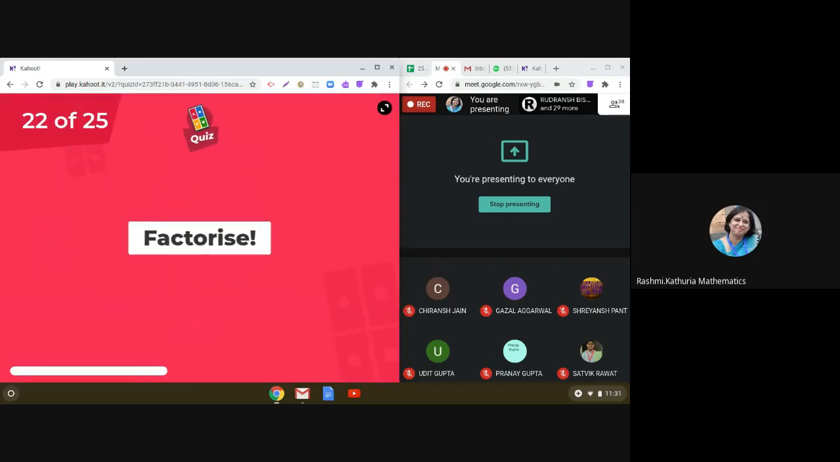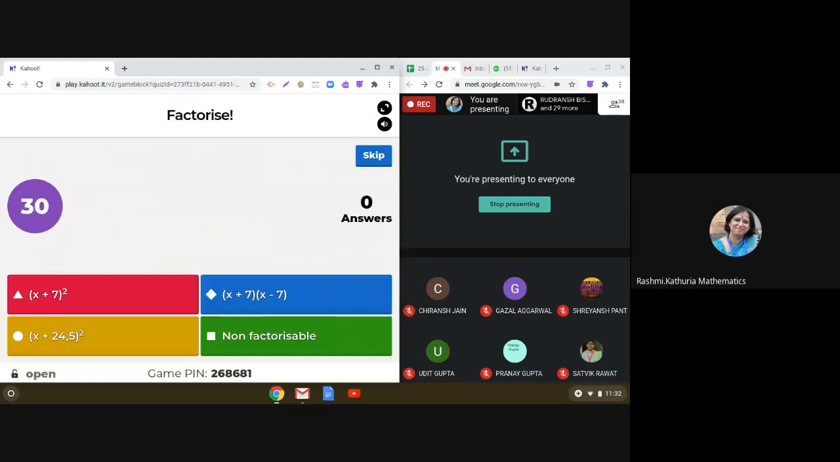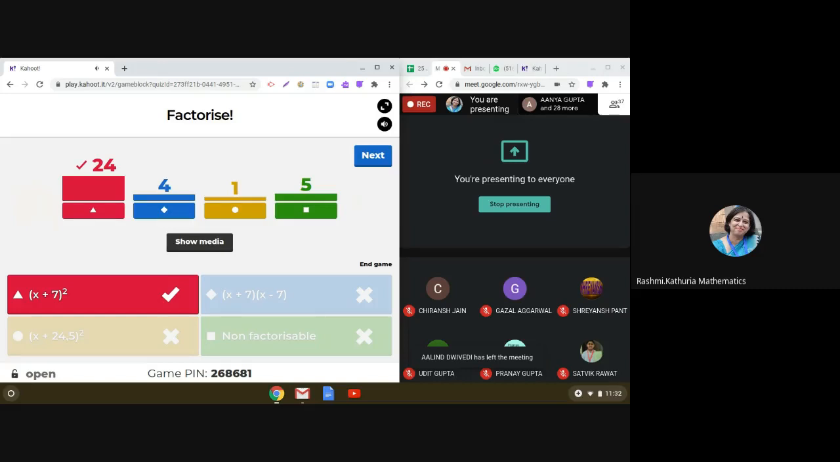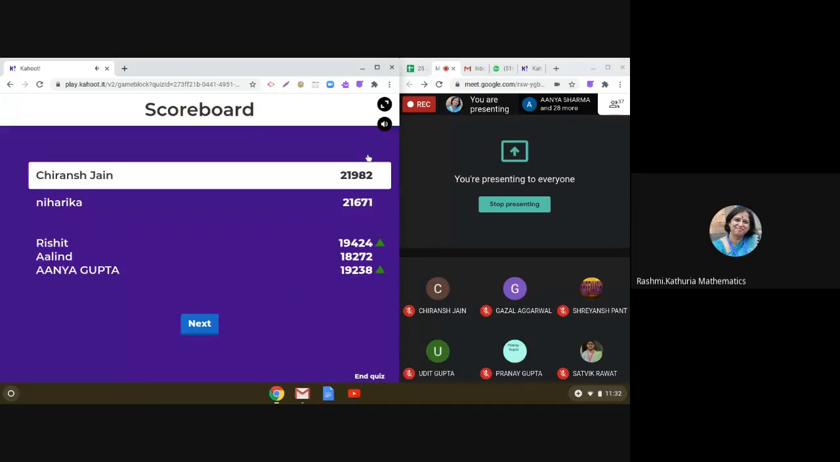22 question out of 25, factorize x squared plus 14x plus 49. That's a trinomial, and it's a quadratic algebraic expression. Wonderful. So the answer is x plus 7 whole square. Coming on to the next. Yes, this is wonderful.